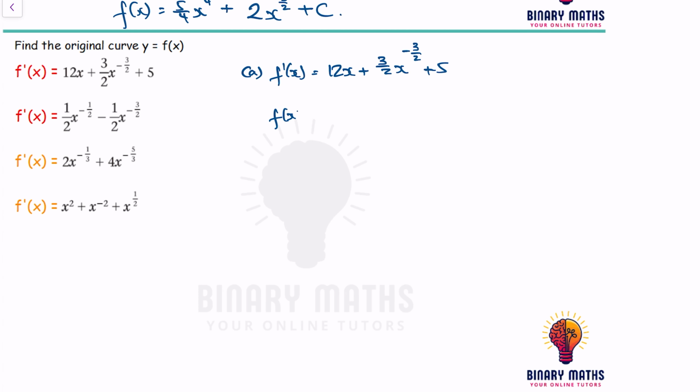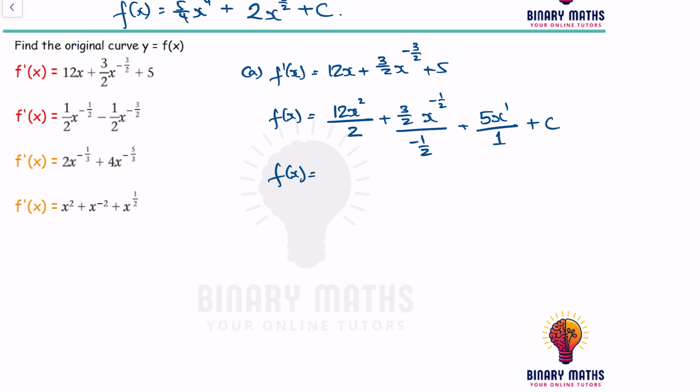So f of x will be equal to increase the power, so x to the power of 2, divide by the increase, plus 3 over 2, x to the power of increase the power, which is minus a half, divide by the increase, which is minus a half, plus 5x to the power of 1, this is x to the power of 0, over 1 plus c. If I simplify this now, 12 divided by 2 gives me 6x squared. 3 over 2 divided by minus a half gives me minus 3, because the 2's cancel out, so I'm just left with minus 3 x to the minus a half, plus 5x plus c.